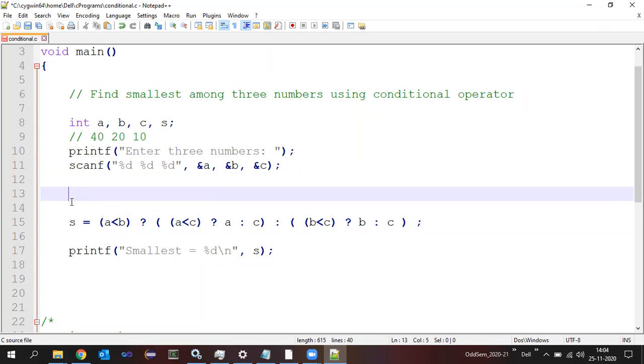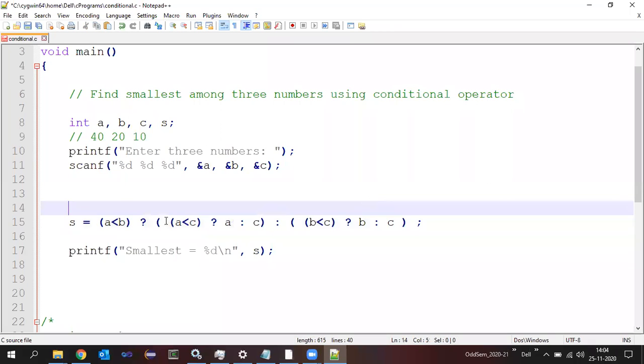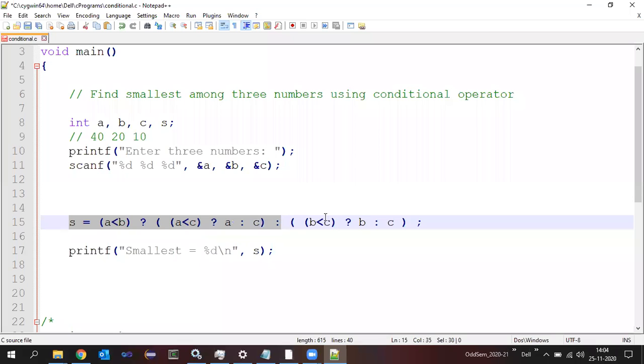Now we were discussing a little complex example, wherein we are trying to find the smallest among three numbers. In this particular line, we are writing three conditional operators. Let me revise this statement more elaborately in today's session. Pay attention, students. I will try to annotate with drawings, and then we will understand it.